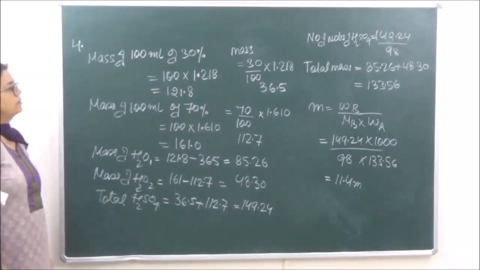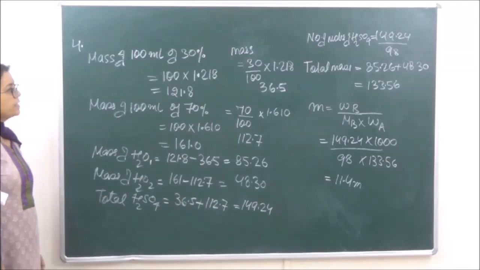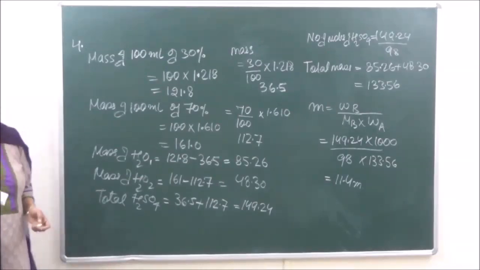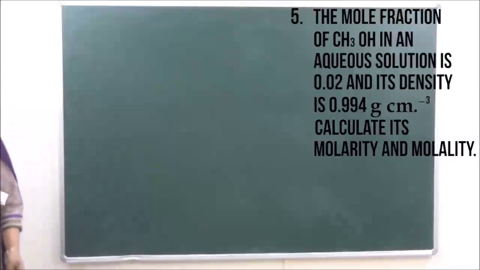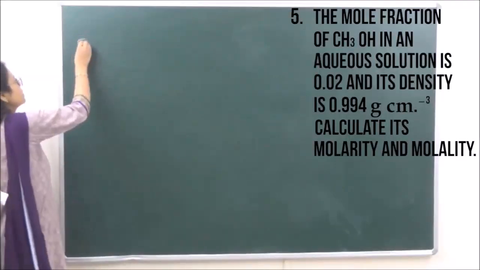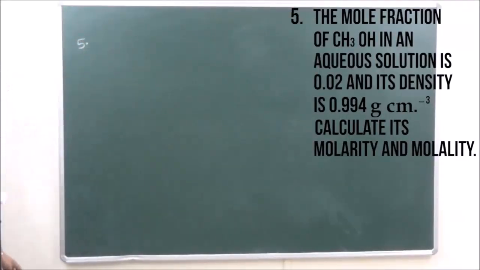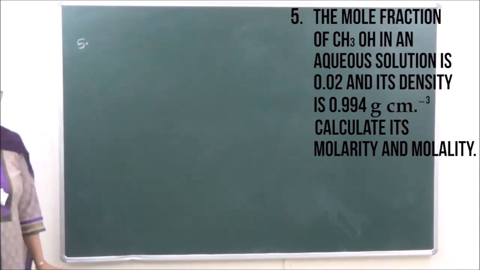11.4 molar. Got it? So then we do the last question. Our last question is question number 5. The mole fraction of CH3OH in an aqueous solution is 0.02. So the mole fraction is given to us in aqueous solution, and its density is 0.994 grams per centimeter cube. Determine its molality and molarity. That is what we want to determine.